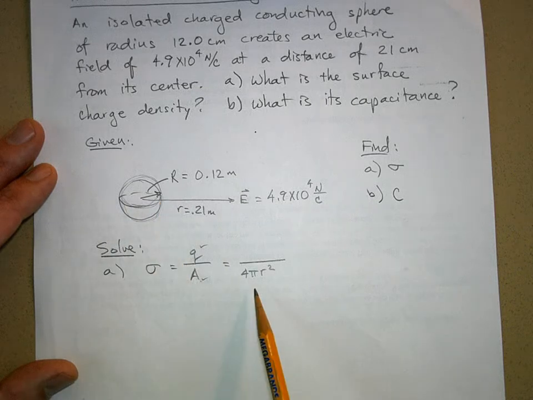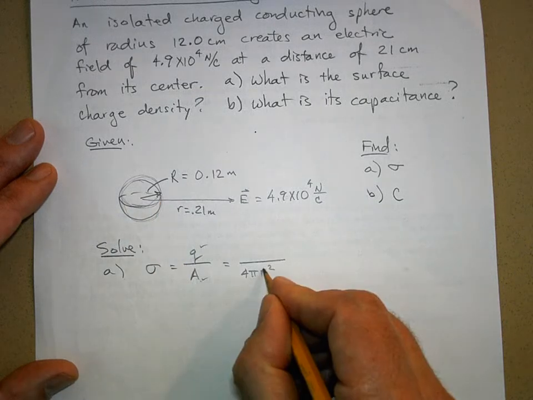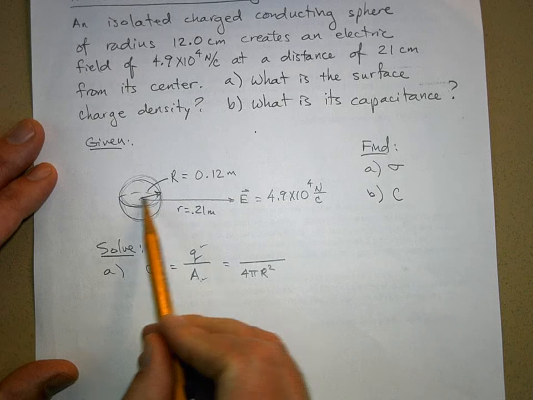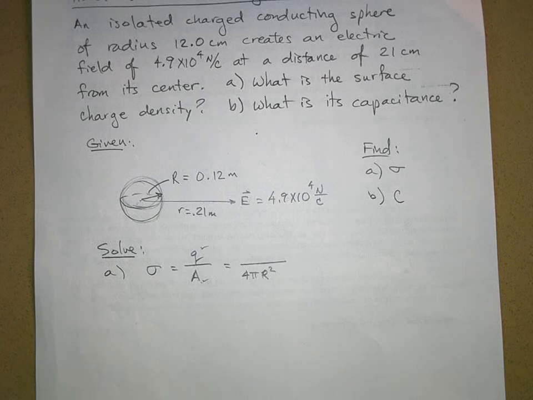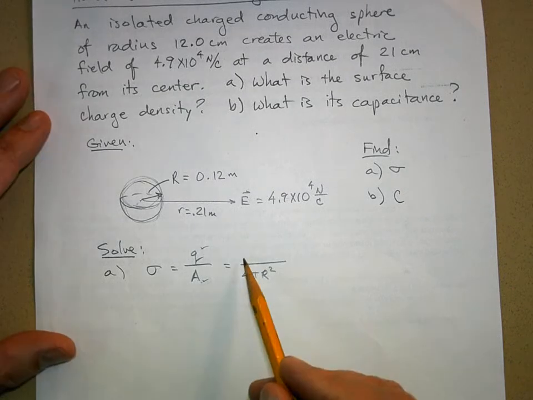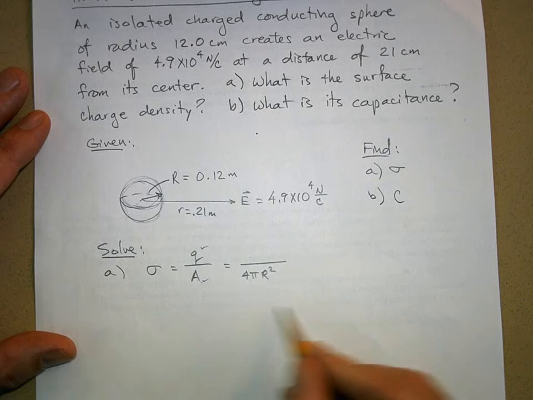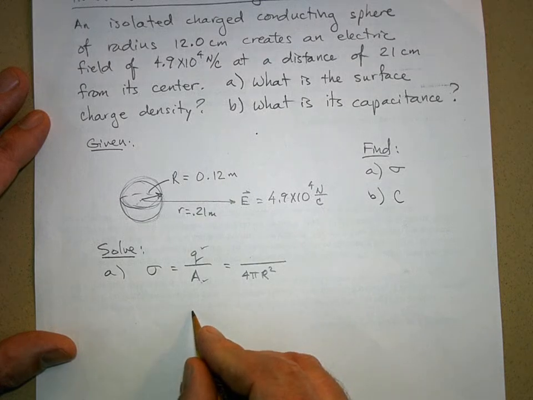I'll change this to capital R, because I'm using capital R to represent that radius. There are two R's, and it's really common on these problems to mess up your R's and get them confused. So you've got to really think as you go along. Now we want the charge on here. I'll do the work for that down here.